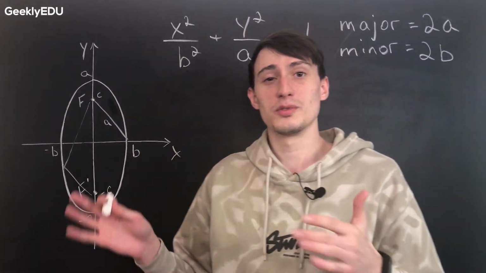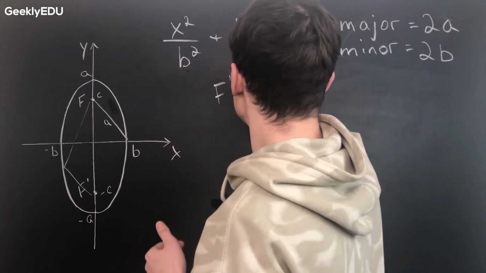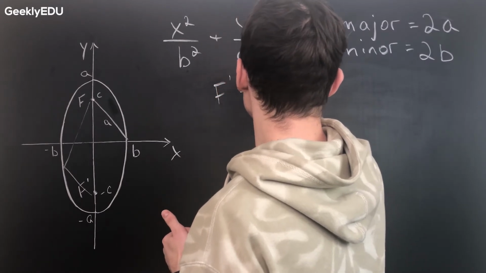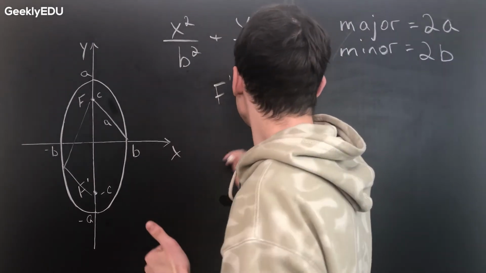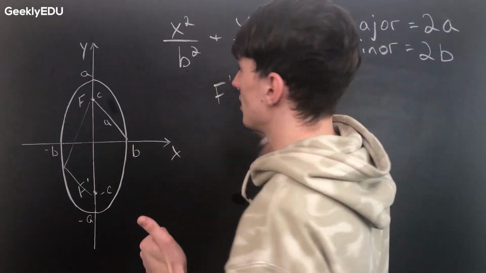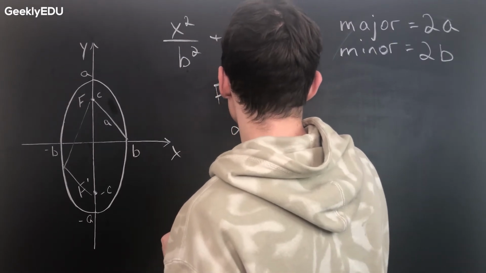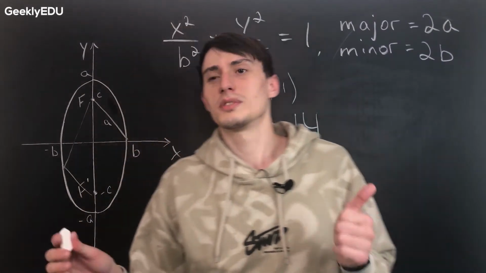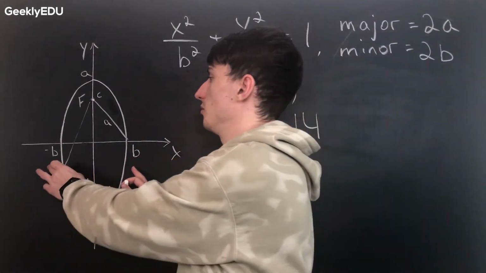Now, the problem that we have states that the lower focal point, F, is equal to (0, -1). So minus c in this case is equal to 1. And we also know that the major axis is equal to 14. So we know that 2a is equal to 14. Now the problem asks, what are the x-intercepts? So we need to find out b.